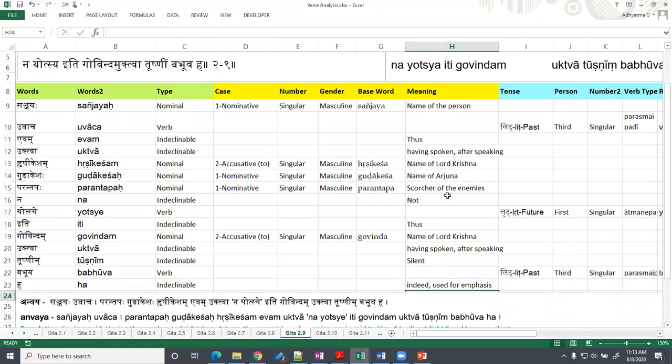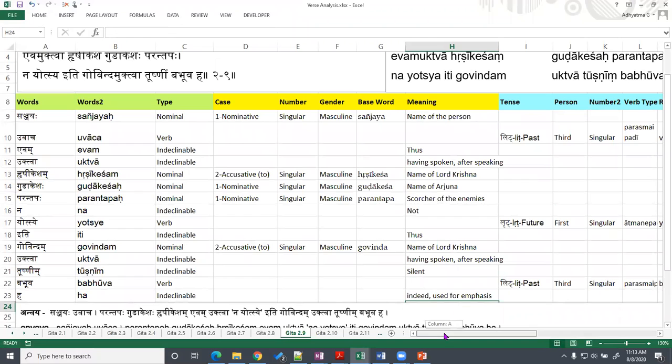So this is what our verse is. If we split the verse into the smaller components, we would see that its meaning is fairly easy. So one component is Sanjaya Uvacha. This is one component. Sanjaya said.